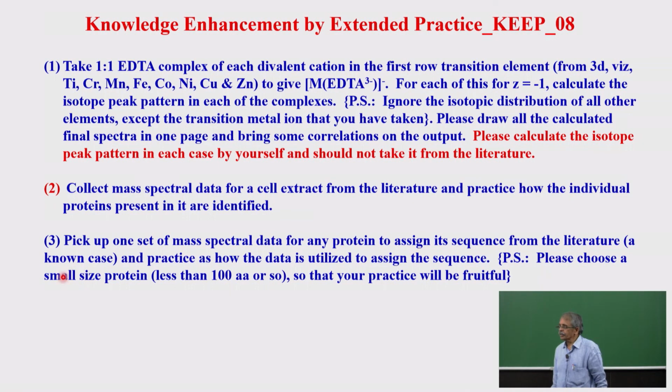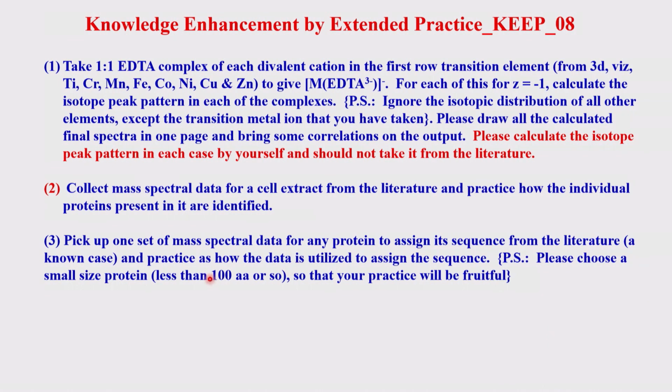The query 3, or practice 3: pick up one set of mass spectral data, anyone, for any protein, to assign its sequence from the literature, a known case, and practice how the data is utilized to assign the sequence. Because there it is the fragmentation at a known place. The known place means a known enzyme. So that is where the digestion will come, and then you can see the mass, and from the mass of the bigger fragment with the lesser fragment you can identify the arrangement. Arrangement means that gives the sequence. So you can easily get it, already known.